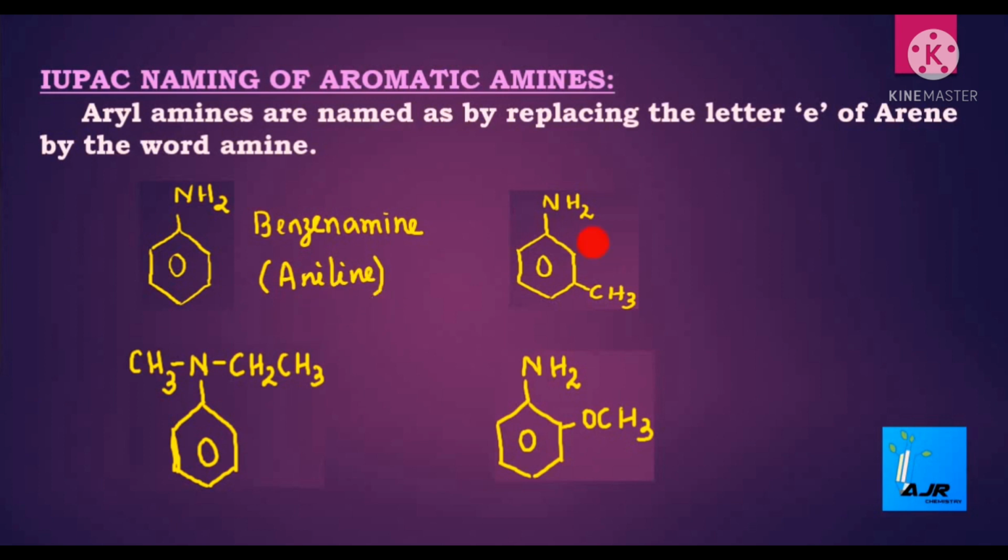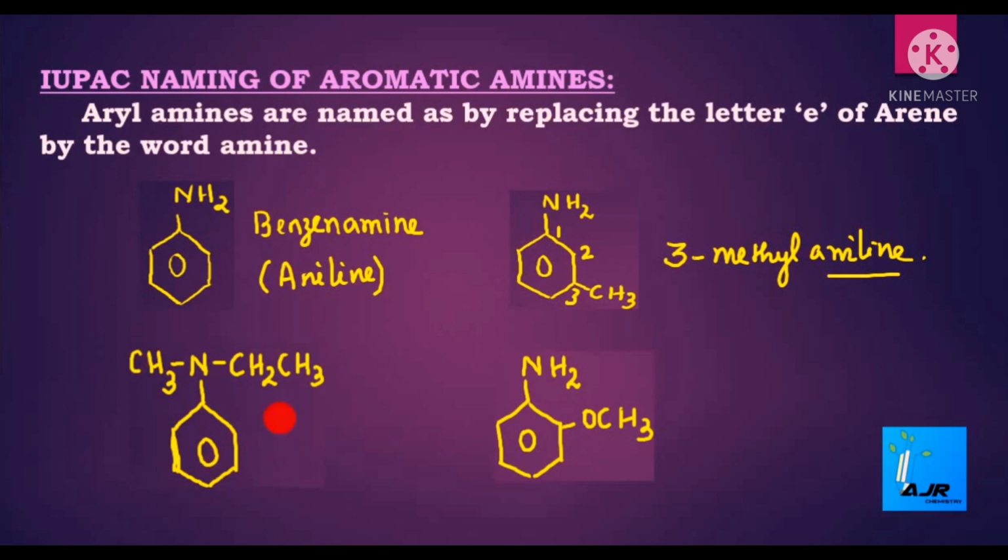Now let us see the name of this compound. Let us name this compound as aniline, and we shall fix the position of this substituent methyl group. So let us have this position as 1, and this is 2, and this is 3. How will you write the name? In the third position we have a methyl group, is it not? 3-methyl aniline. Understood? So 3-methyl aniline is the name of the compound.